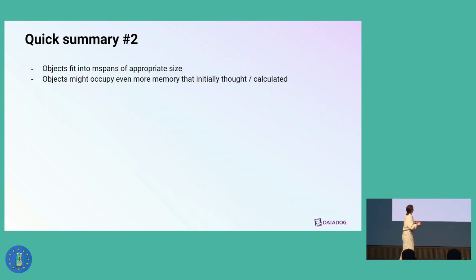Now, quick summary number two. Objects fit into mspans of the smallest possible appropriate size. And they might occupy actually more memory than initially thought or calculated, which is why I feel like we never think about such small optimizations, but they can really have an impact where we didn't expect.